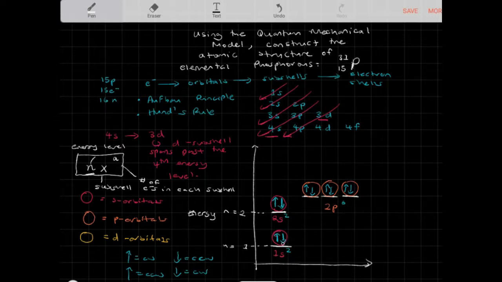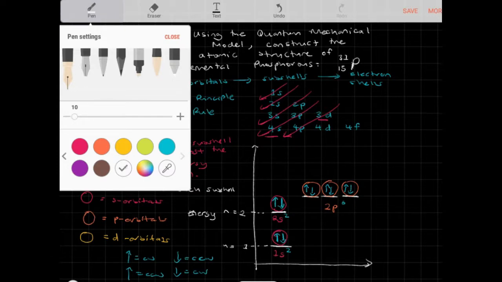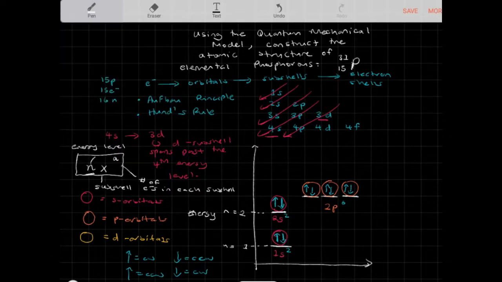So we've accounted for 10 electrons now. This is the second energy level, this is the first energy level. That's 10 electrons, and we need to account for 5 more electrons. Now we need to go to the third energy level. So if I'm looking at the third energy level, we jump to the third shell.